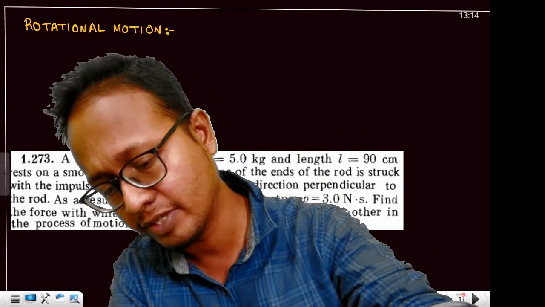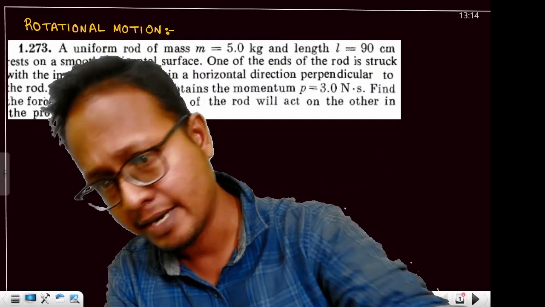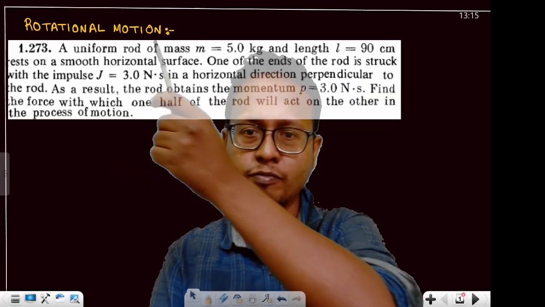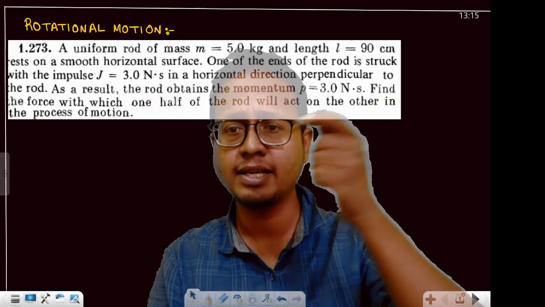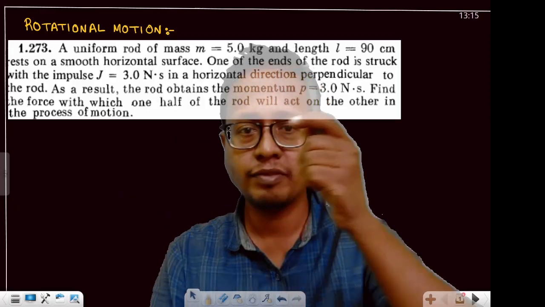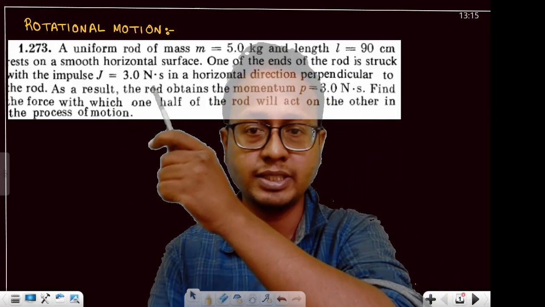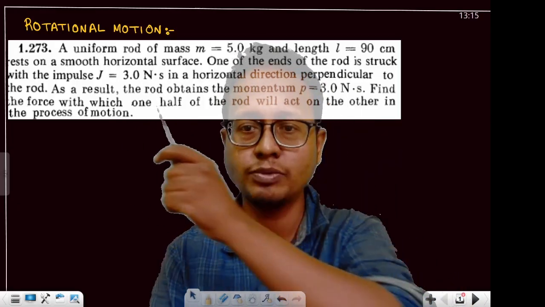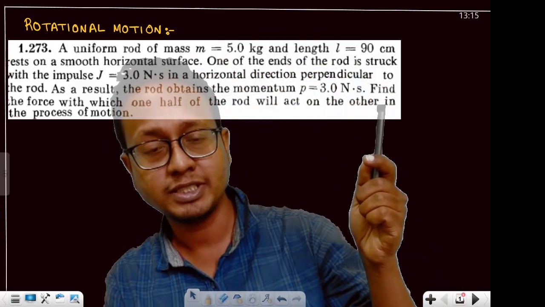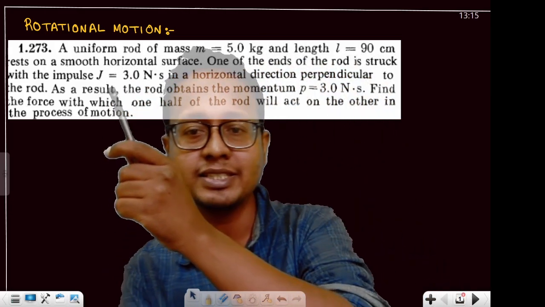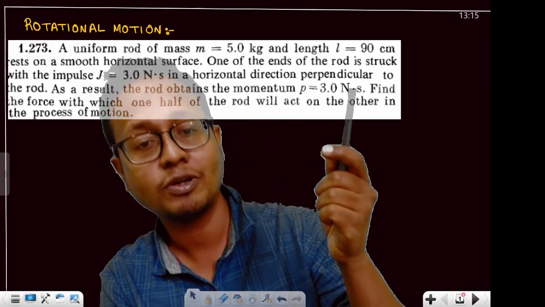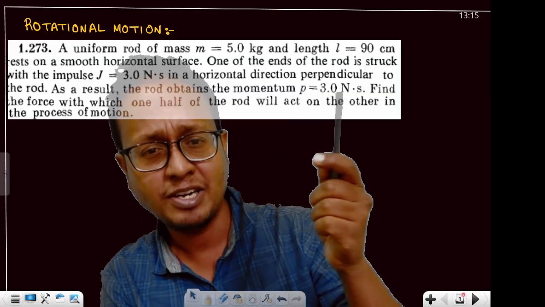Question number 1.273. In this question, a uniform rod of mass m = 5 kg and length l = 90 centimeters is on a smooth horizontal surface. One end of the rod is struck with an impulse of 3 newton-seconds in the horizontal direction, perpendicular to the rod. As a result, the rod obtains a momentum of p = 3 newton-seconds. See, if the impulse is given as 3 newton-seconds, the change in momentum will also be 3 newton-seconds only, no? So this is kind of redundant information.